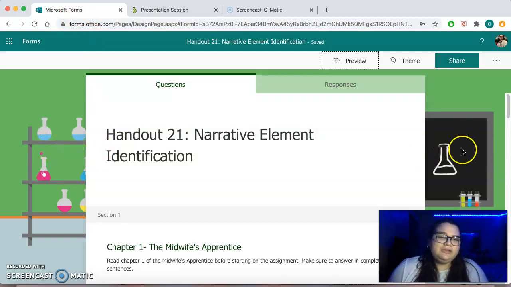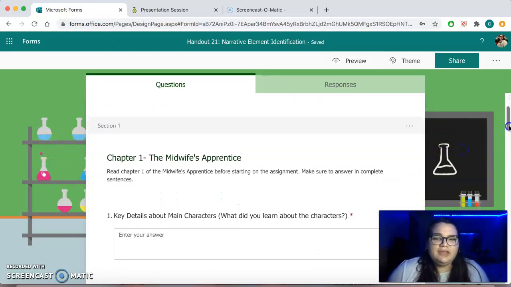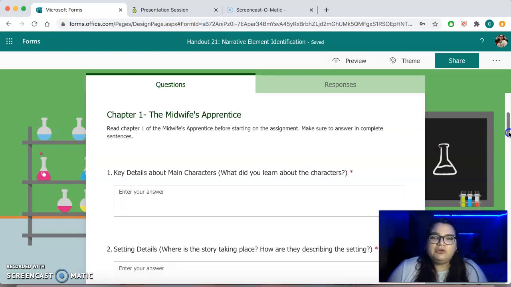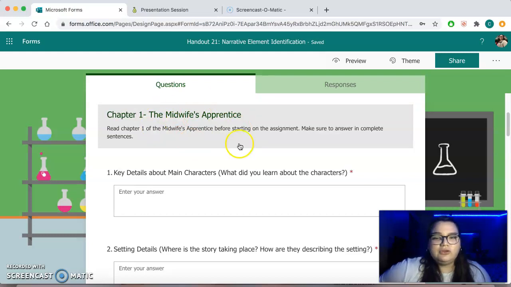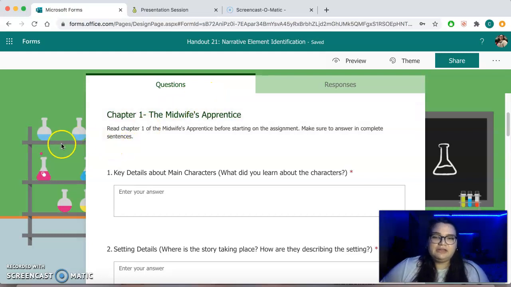So handout 21, narratives of element identifications. We have chapter 1, right? So you should be able to have read chapters 1 through 3. You could break it down. You could read chapter 1 and then do this section of the worksheet, and then read chapter 2 and do the second section. So there's going to be a specific section for each chapter. In this one, they're only asking about chapter 1. The instructions said, read chapter 1 of The Midwife's Apprentice before starting on the assignment. Make sure you answer in complete sentences.